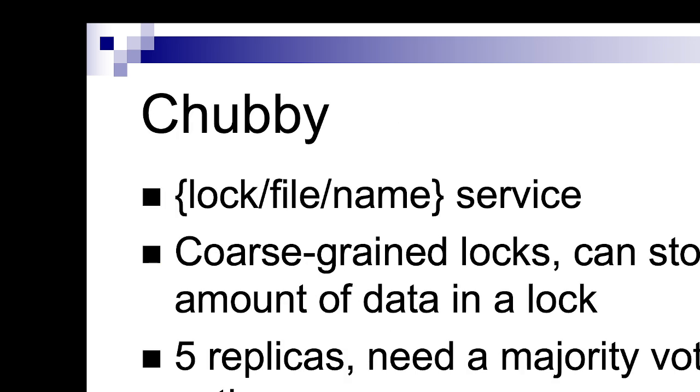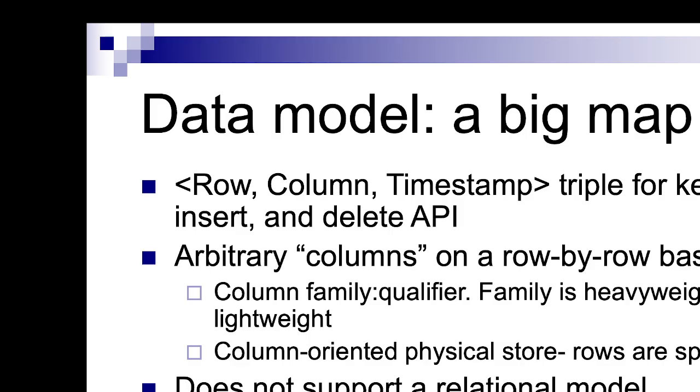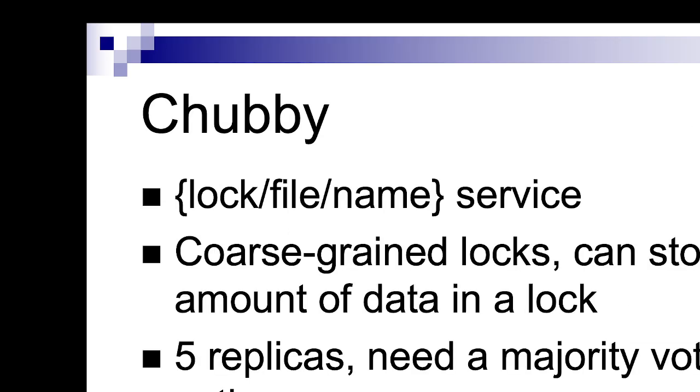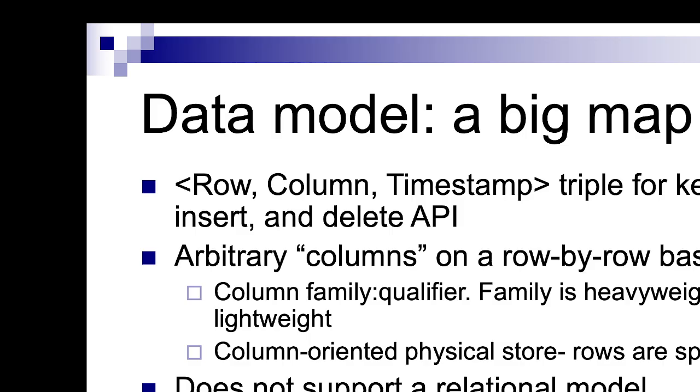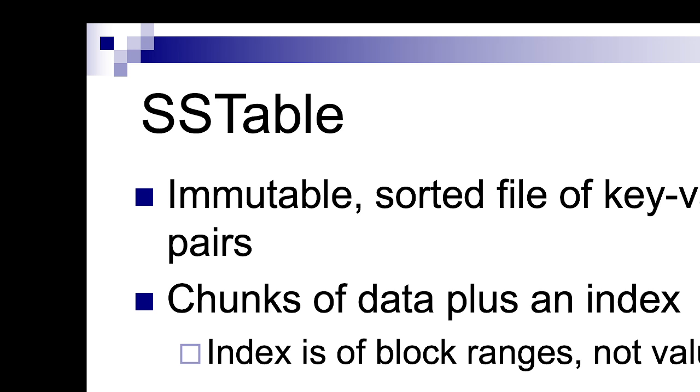So what is Chubby? Chubby is a coarse grained lock service that can store a small amount of data in a lock, and five replicas are needed, with a majority vote, for it to be active, right? This was also an OSDI '06 paper. So Bigtable is built on these things, and this is how we can support it.